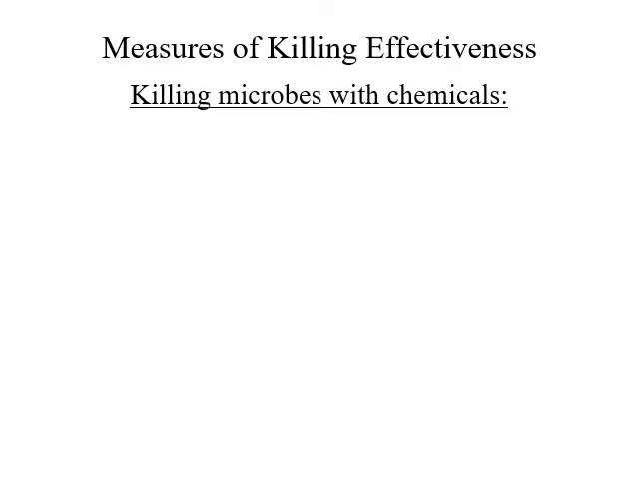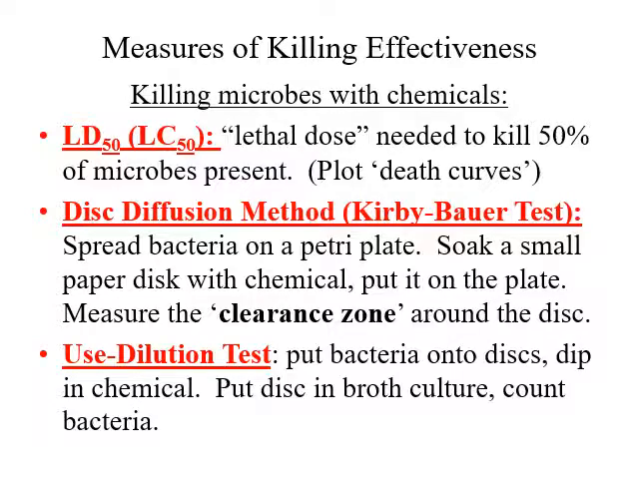All right, now what about killing things with chemicals? Okay, so the lethal concentration 50, or LC50, is the concentration of chemical that you need to kill 50% of the microbes present. You would do a series of those little experiments, several test tubes, each one of them would have a little more of the chemical than the previous one, and then you plot death curves like that, right?